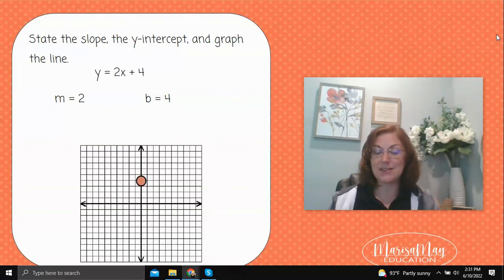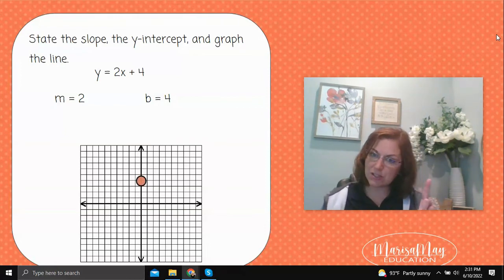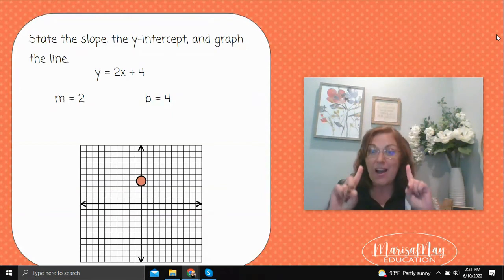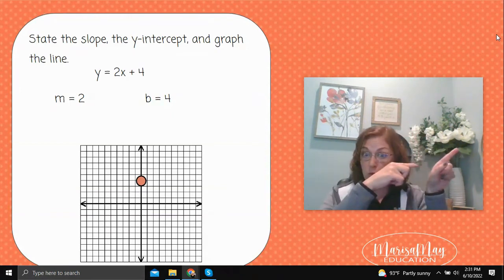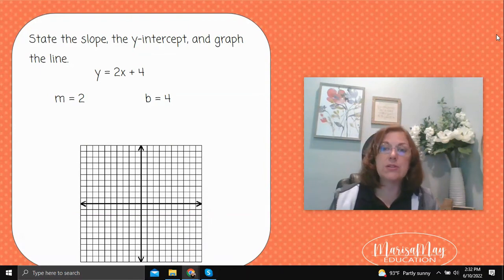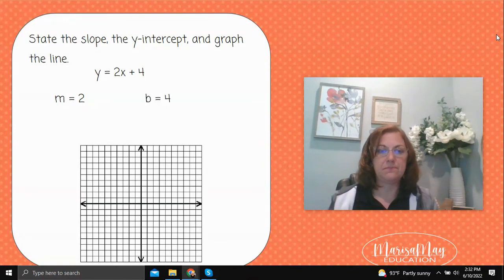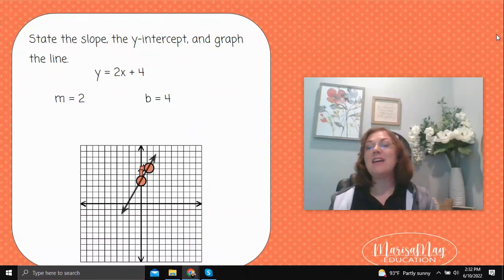There's our point. And then think about our slope. Remember, it's 2 over 1. So think about which direction am I going 2, which direction am I going 1? I'm going up 2 and right 1. Good. So let's take a look at what that looks like. So I'm going up 2 and right 1. There's my second point right there. And I draw my line.